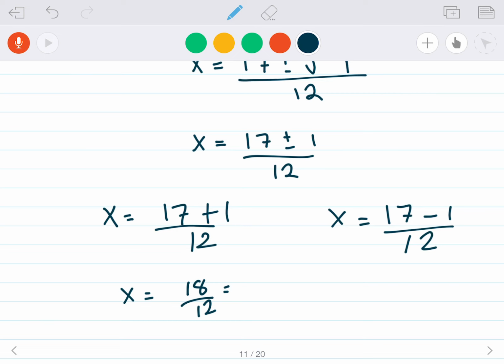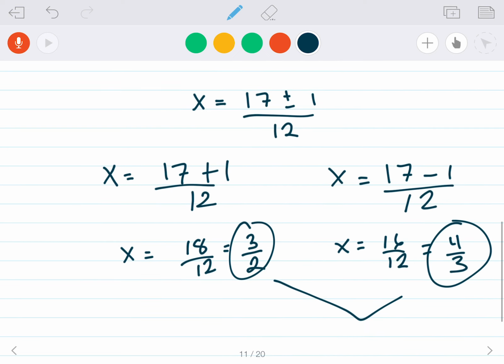So, let's see. 18 divided by 6 is 3. 12 divided by 6 is 2. All right, we got it. So first zero is 3 over 2, aka 1.5. This guy is 16 over 12. So x equals 16 over 12. Divide top and bottom by 4 to give me 4 over 3. So these are my two zeros. The quadratic formula does a great job of giving us those. And by the way, it works for any quadratic equation, even the ones that can be factored. It works for any of them.